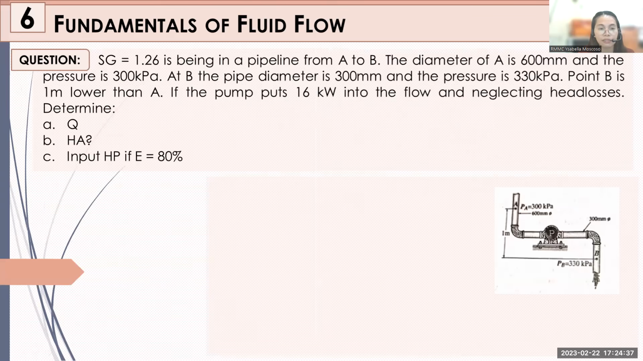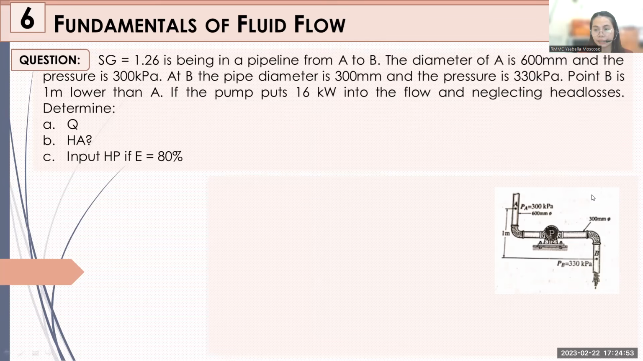So let us try to have this example. Okay, a specific gravity of 1.26 is being in a pipeline from point A and point B. The diameter at point A is 600 and the pressure is 300 kPa.